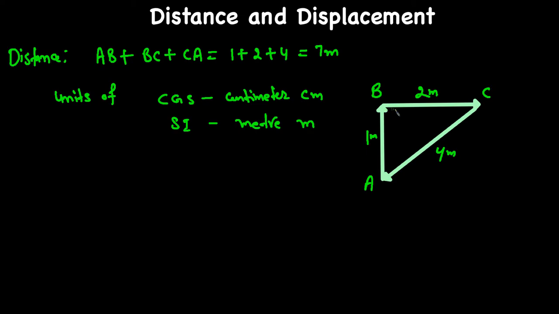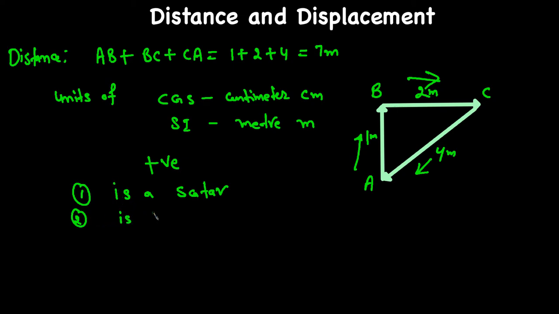See, this is different, this is different, and this direction is different. So there is no particular direction in this case. And distance traveled by a particle or a body in a given time is always positive. Things to remember about distance: first thing, distance is a scalar quantity. Second thing, distance is always positive.